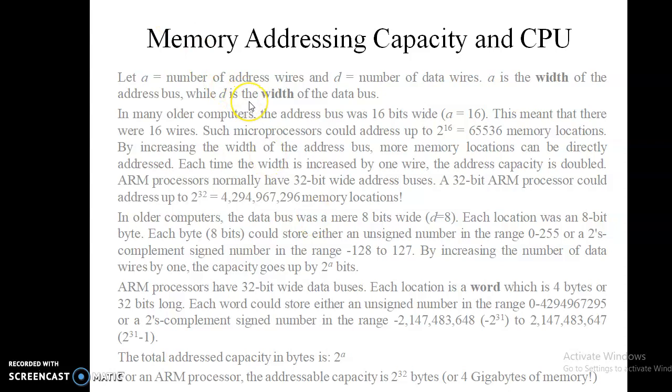Normally, the memory addressing capacity is determined by both A and D. A means the address bus, address wires, and D means the data wires. The number of wires in the address bus determines the addressing capacity of the CPU, and the number of wires in the data bus determines the amount of data carried between the two ports.